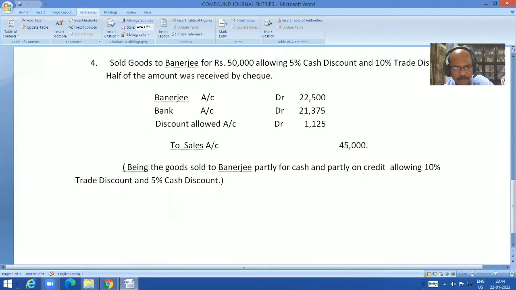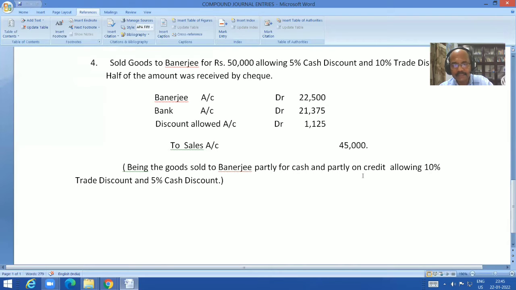And let's take one more. Sold goods to Banerjee, rupees 50,000, allowing 5% cash discount and 10% trade discount. Half of the amount was received by check. So first of all, what has been our sale? Net of trade discount, 10% of 50,000, that is 5,000. So 50,000 minus 5,000, 45,000. So sale has been booked for 45,000. I need not again tell you why sale is a credit. You know it by now, right?